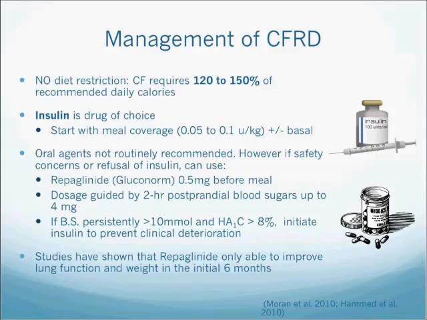If blood sugars are persistently above 10 post-meals, or an A1C is greater than 8%, then it really leads to the decision that you need to initiate insulin. Studies have shown that glucanorm may only be able to improve lung function and weight in the first 6 months, although there are cases where patients have been on it successfully for many years.